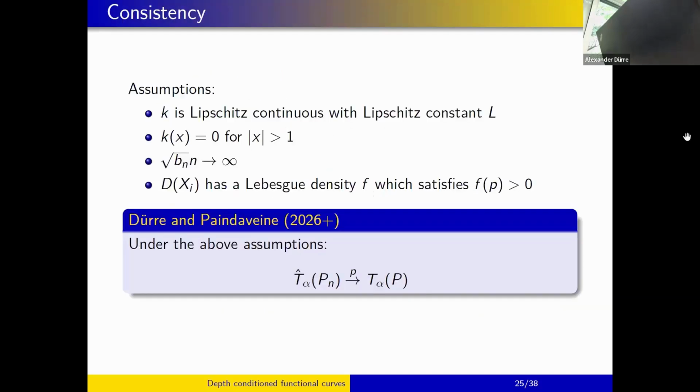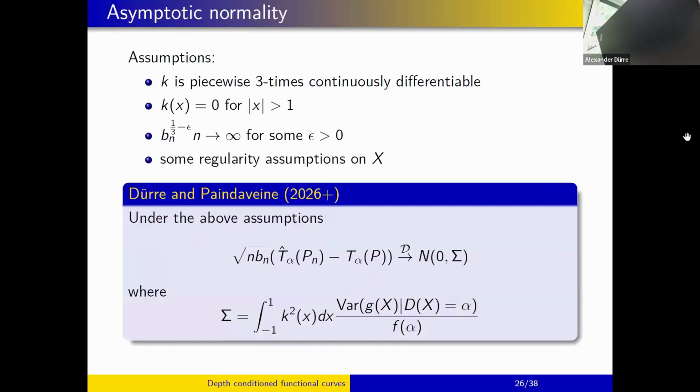What is this result here? You need some assumptions like Lipschitz continuity of the kernel, but that's not a problem. You can choose the kernel yourself. And then you need this rate here, which is a little bit more restricted than the rate of the original Nadaraya-Watson estimate. Yeah, but this is not sufficient.